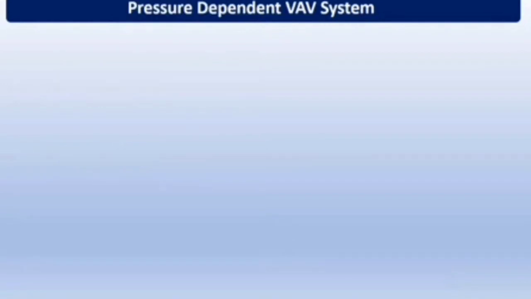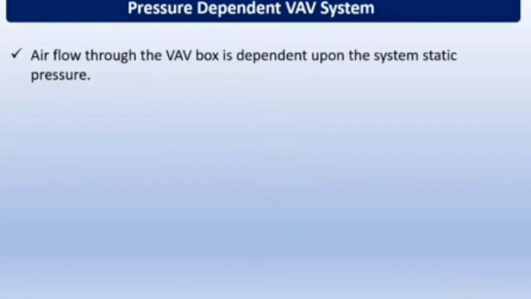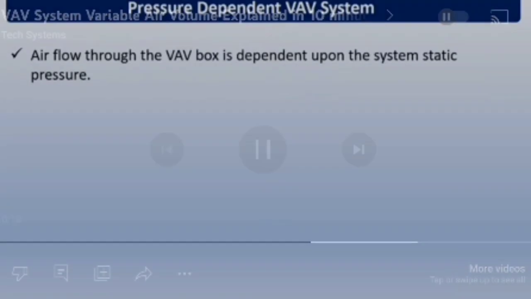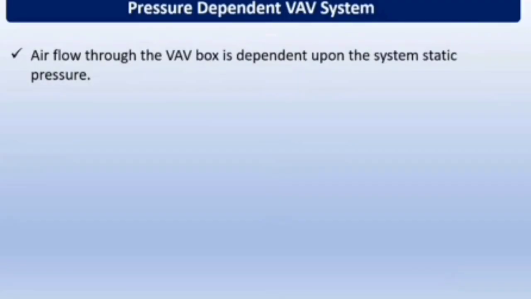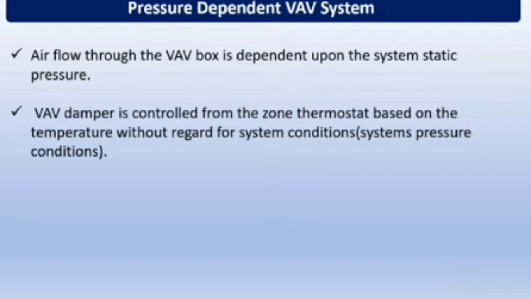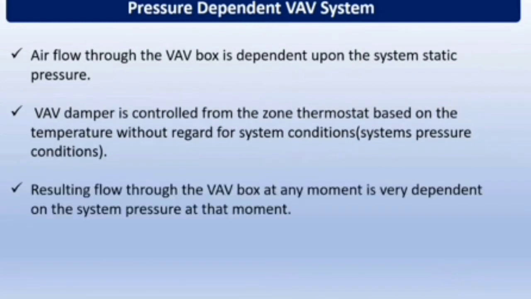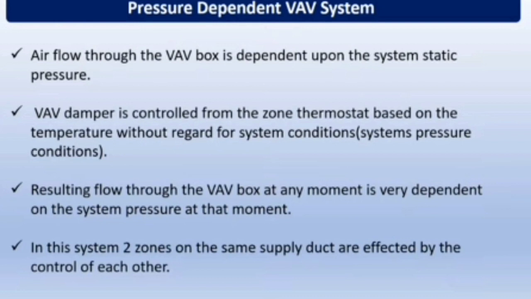Let's talk about pressure dependent system first. In a pressure dependent VAV system, airflow through the VAV box is dependent upon the duct static pressure. VAV damper is controlled from the zone thermostat based on the temperature without regard for the system conditions. Resulting flow through the VAV box at any moment is very dependent on the system pressure at that moment. In this system, two zones on the same supply duct are affected by the control of each other.